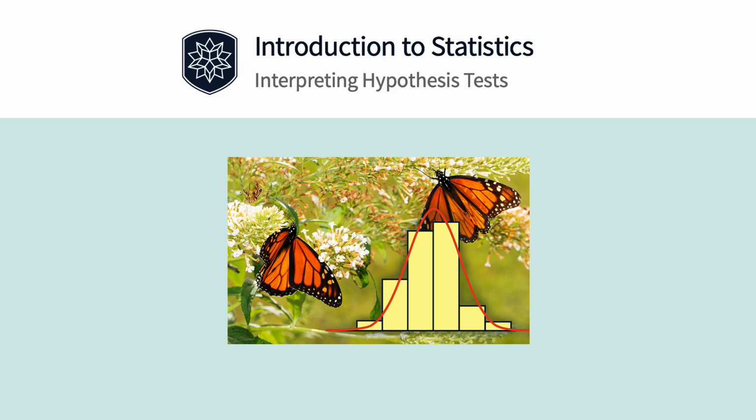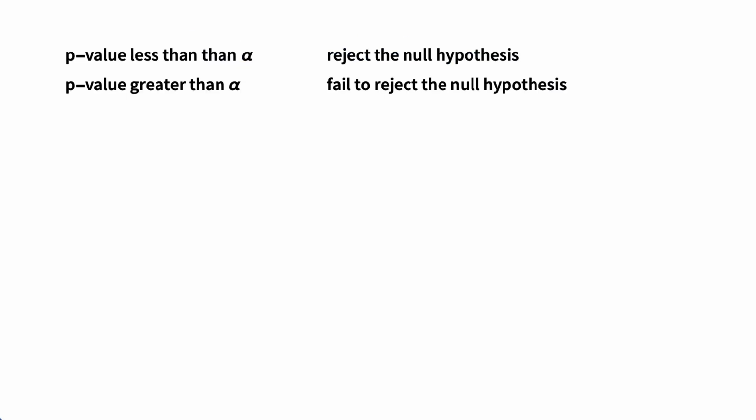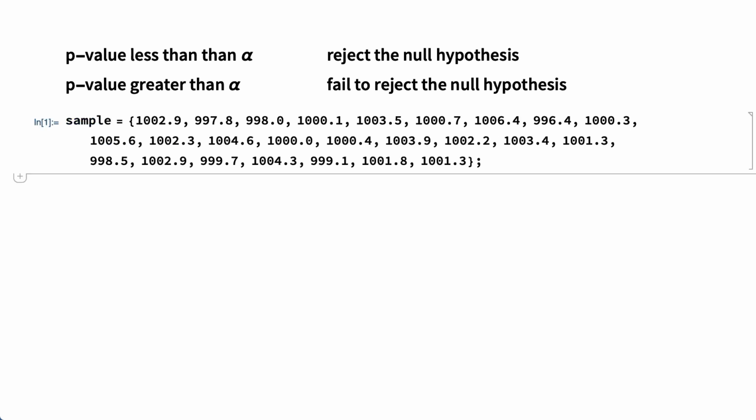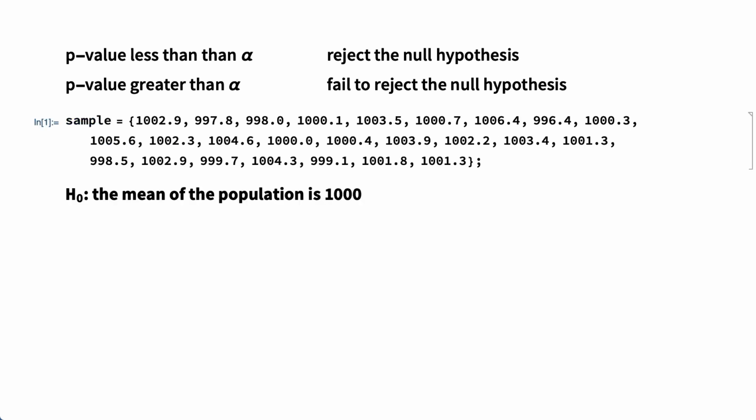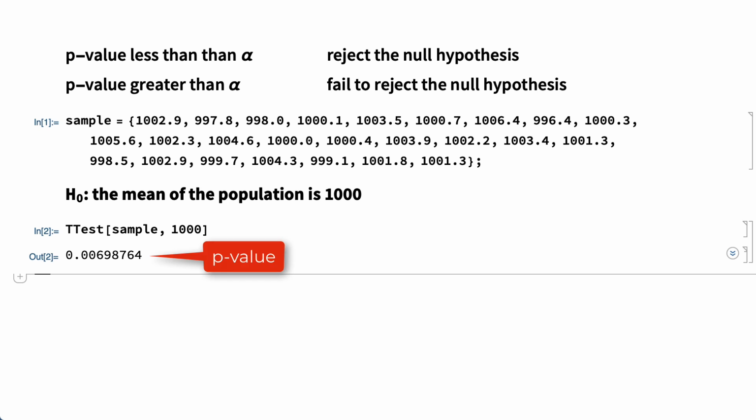Interpreting a hypothesis test generally comes down to comparing a p-value with a significance level alpha and using that comparison to decide whether to reject or fail to reject the null hypothesis. For example, starting with the sample from the previous section and the null hypothesis that the mean of the population is 1,000, the p-value can be computed using the t-test function.